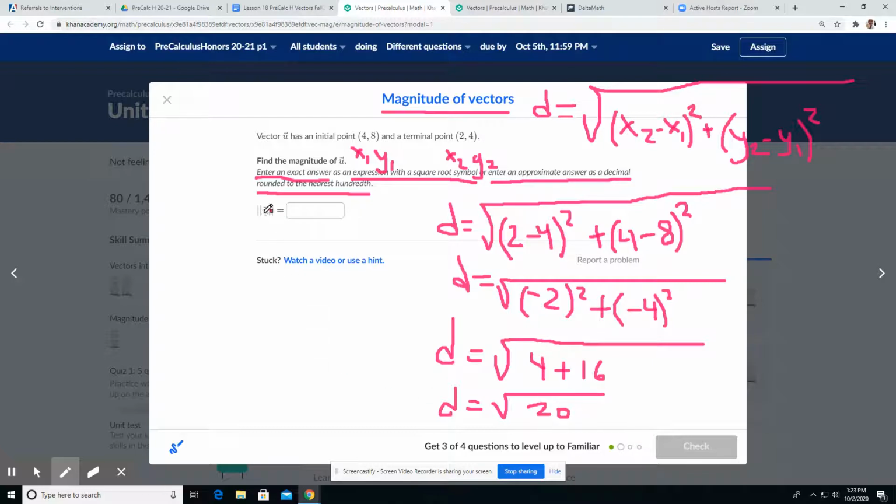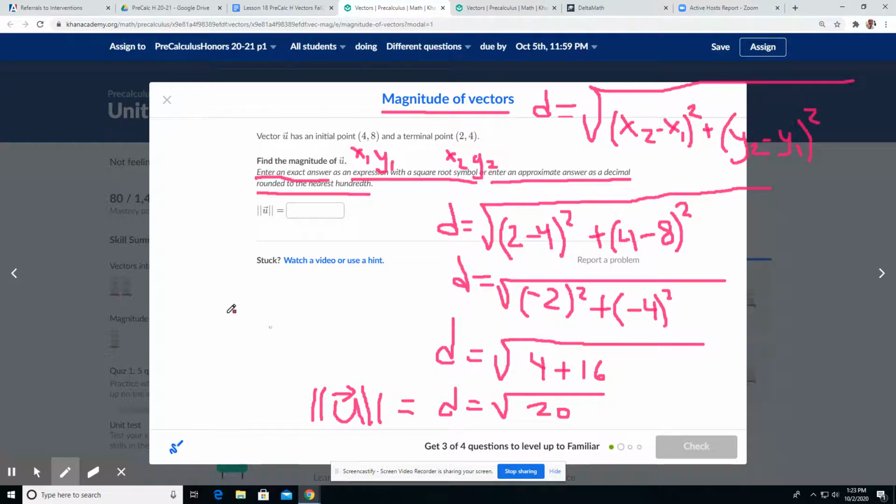Now they're using the magnitude symbology here. So the magnitude of vector u would be equal to the distance, which is radical 20. Let's just go ahead and have a quick review to simplify here. Now you can just type this in, but as potential calculus students that need to cancel, and in pre-calculus, when we cancel, we need to reduce these.